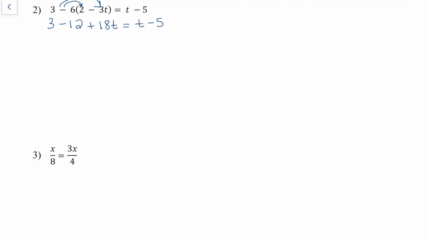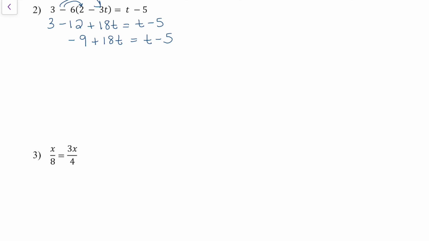On the left-hand side, I'm going to look at collecting like terms, which in this case, my 3 and my 12 can be combined. So 3 minus 12 gets us a minus 9 plus 18t equals t minus 5. So I've simplified each of the sides of the equation as much as I possibly can before I start trying to move things around. So my next step is to get rid of a t on one of the sides, and I'm going to keep the t on the left-hand side because it's a bigger positive number.